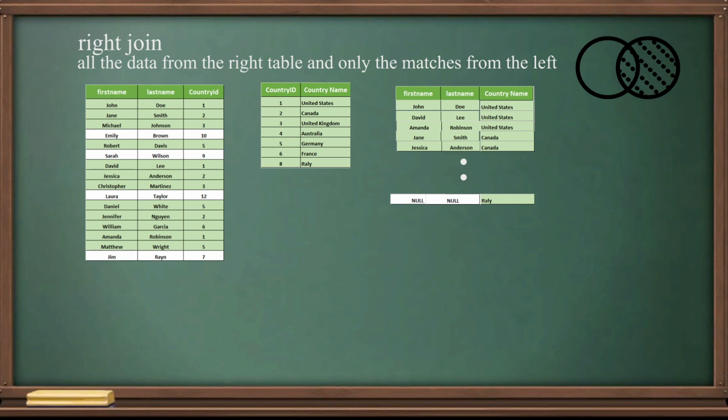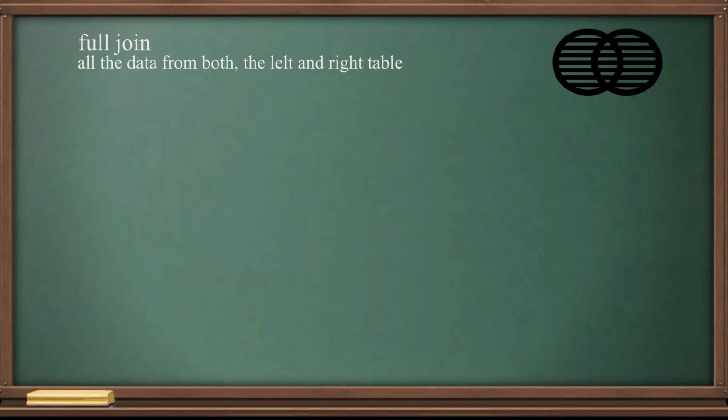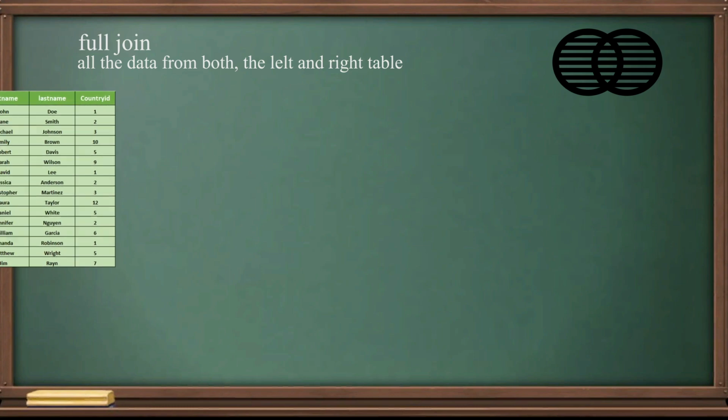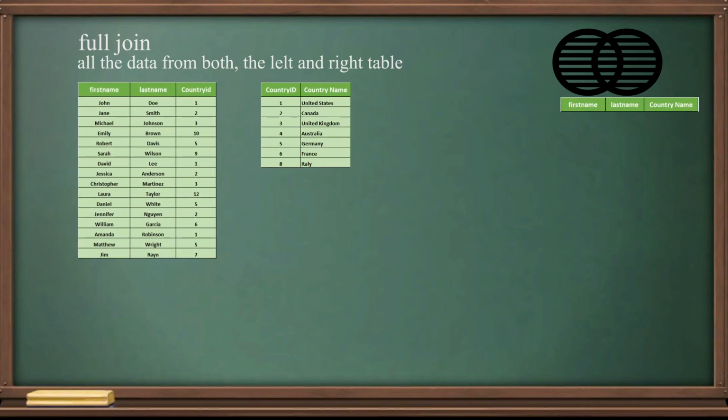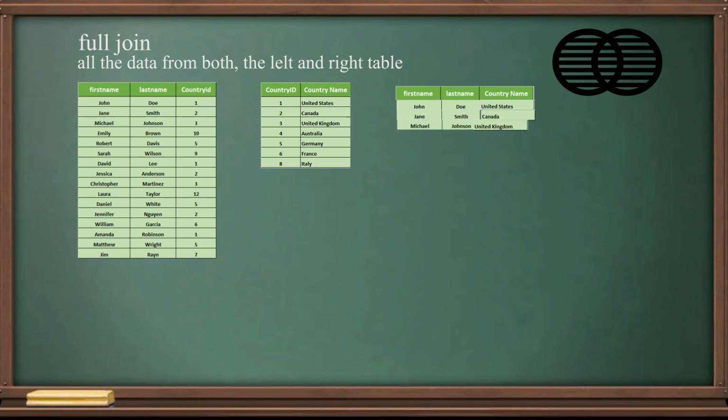Last one is the full join. It collects everything, all data from the left and all the data from the right table. Let's bring the tables and check the data collection. It checks for matches between the two tables. If it finds a match, it returns both tables' data. If not, it returns null on the table that didn't find a match.